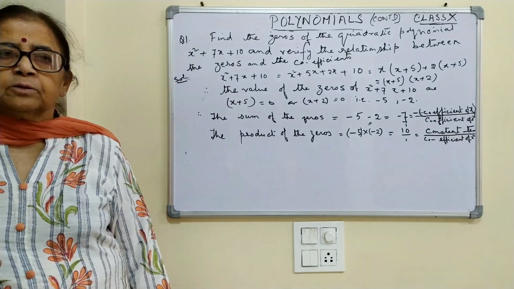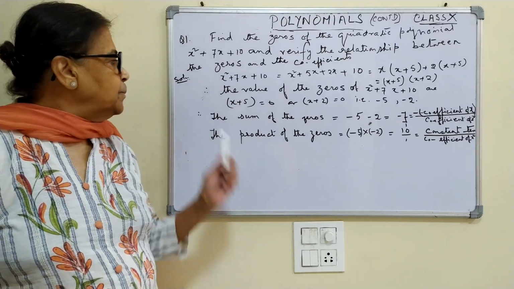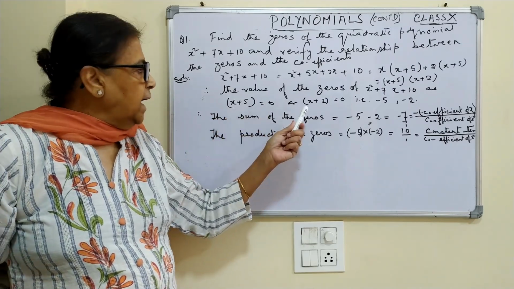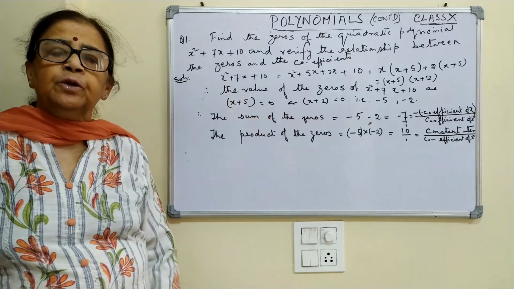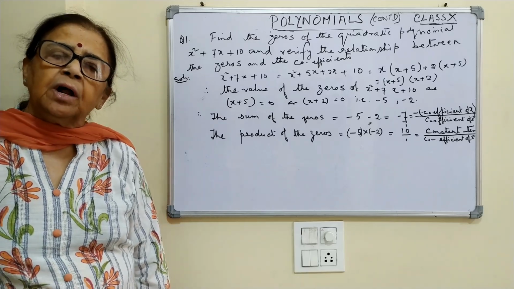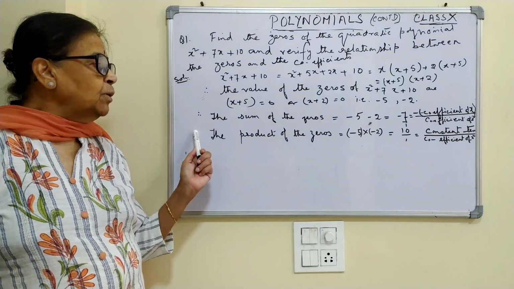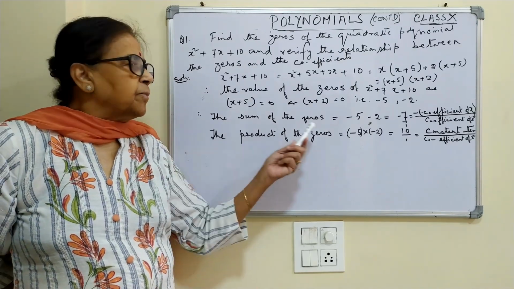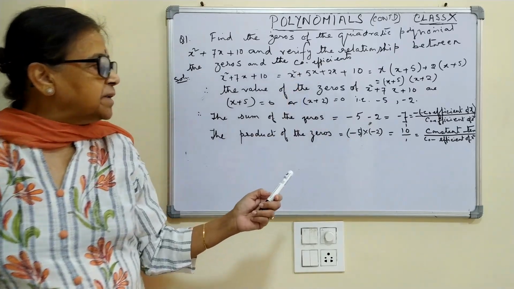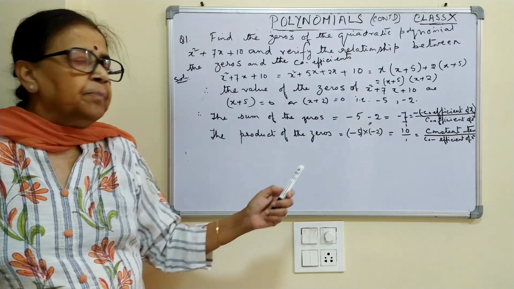To get the zero of the polynomial, the polynomial must be equal to 0. That means x plus 5 is equal to 0 and x plus 2 is equal to 0. So x is equal to minus 5 and minus 2, which are the zeros of the polynomial. Understood? The sum of the zeros will be minus 5 minus 2, that is minus 7, which I can write as minus 7 by 1.